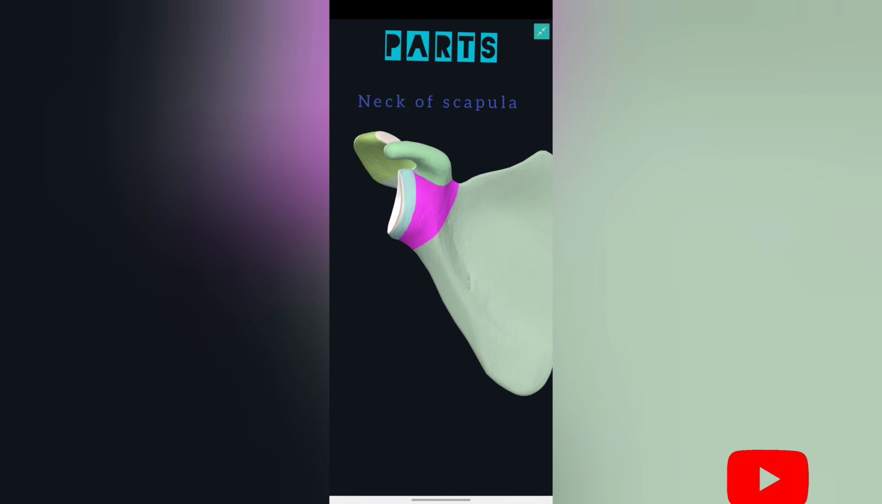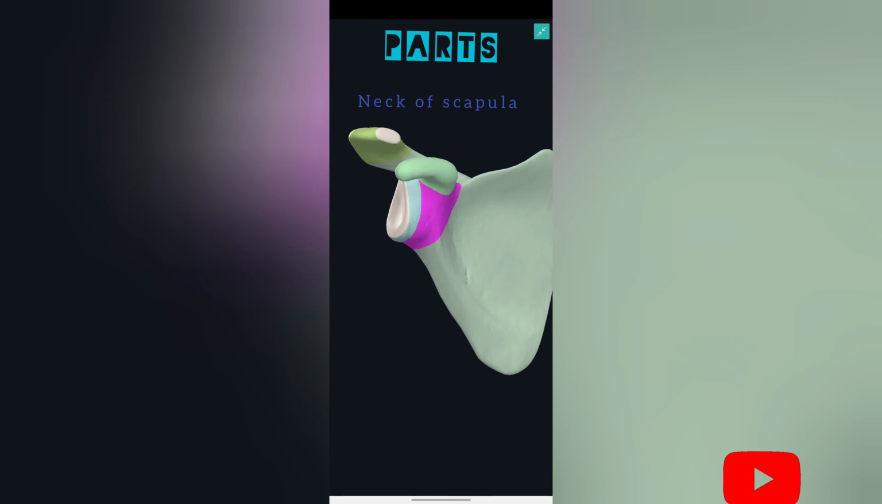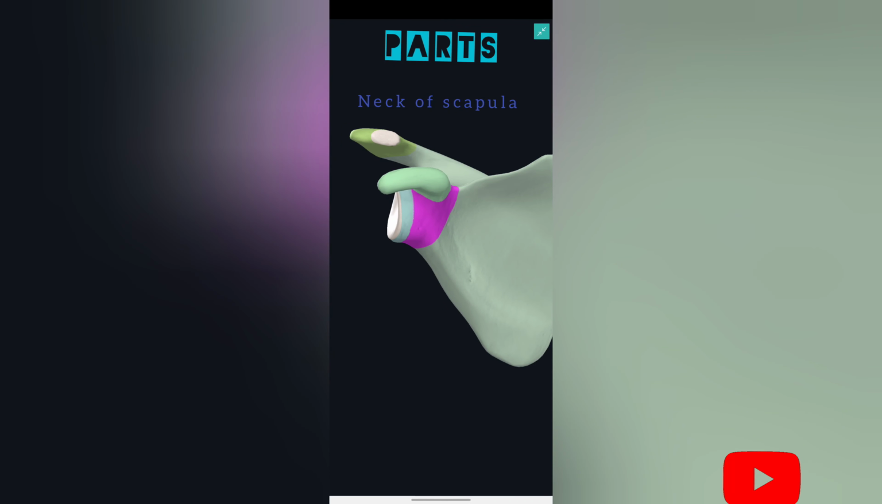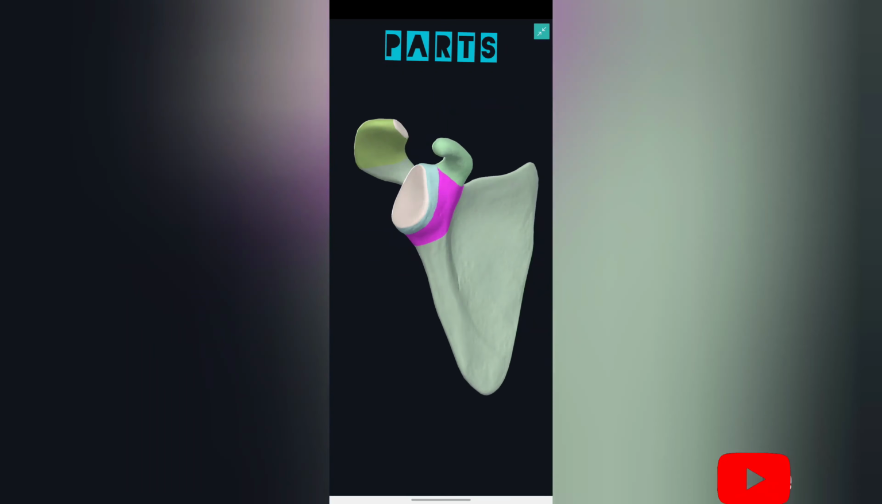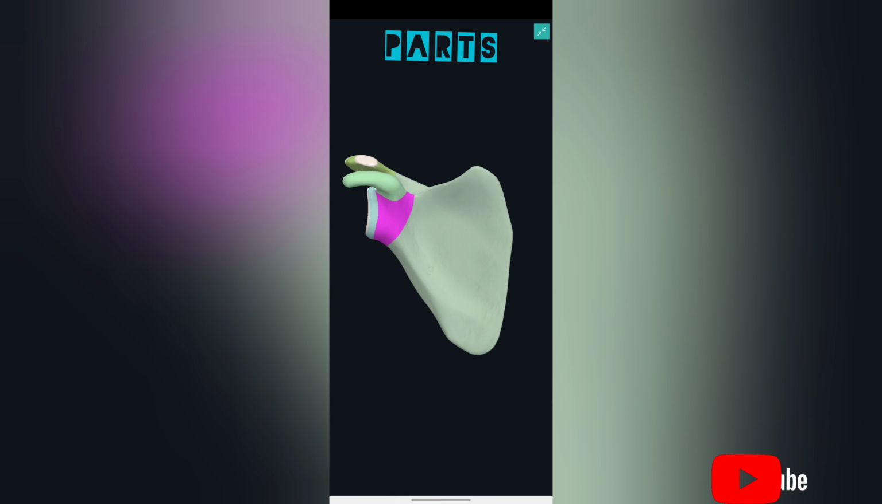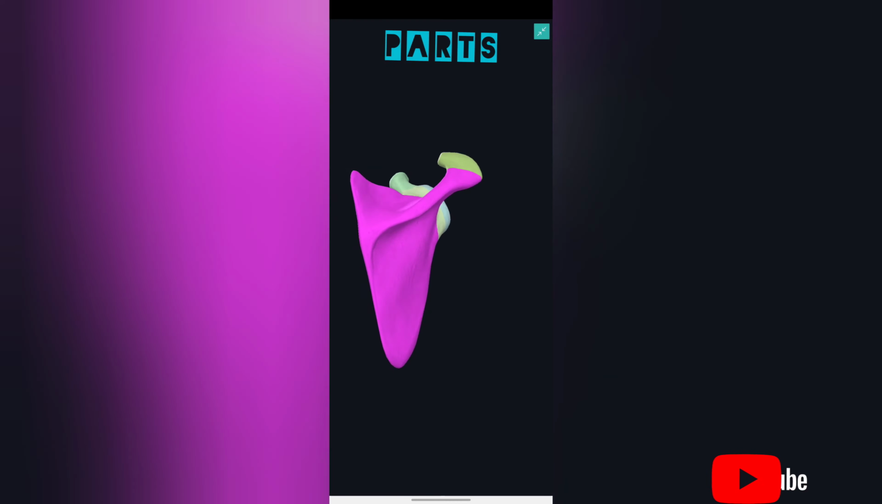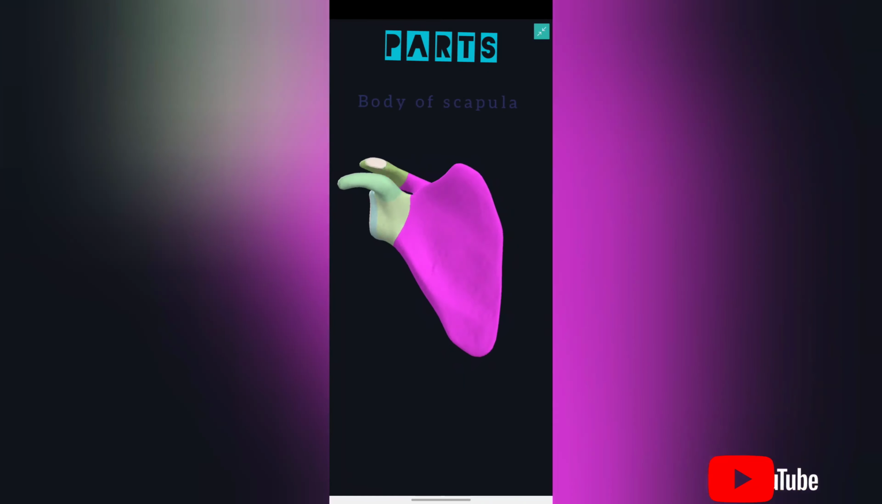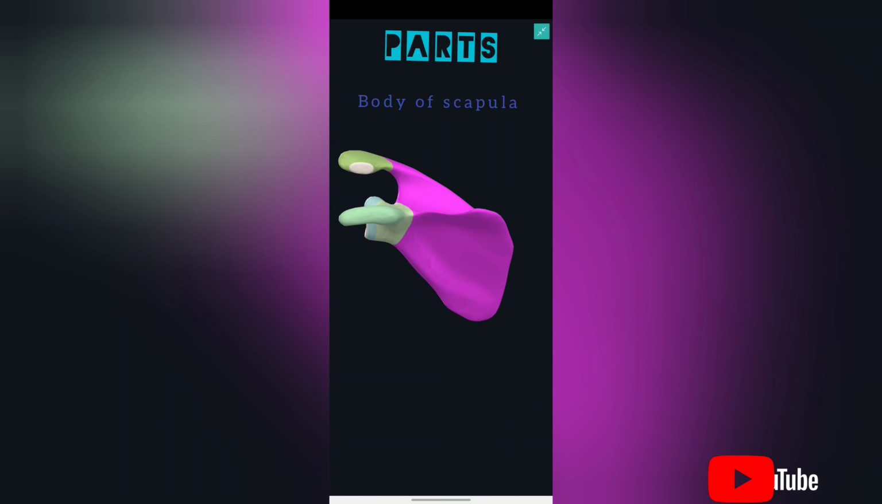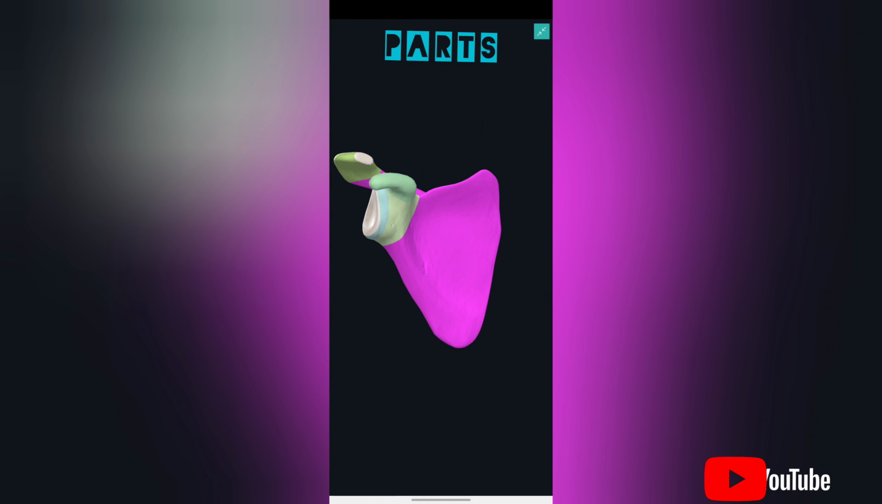The neck of the scapula is medial to the head's body of scapula and lateral with the head of scapula, and it is anterior to the coracoid process. Do you get this point? And this whole part is known as the body of the scapula. These are the major parts present in the scapula.